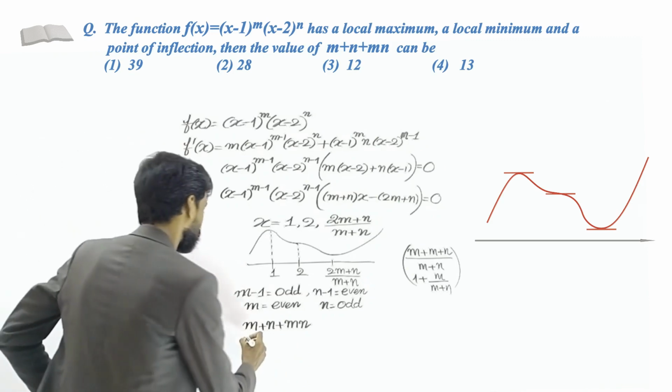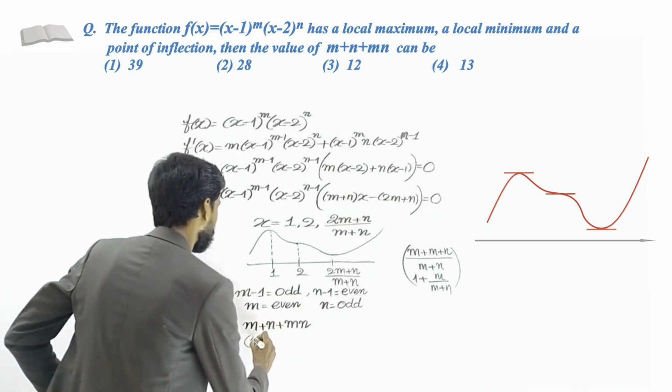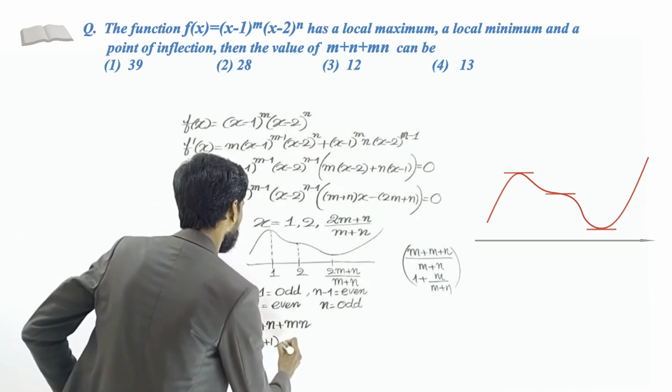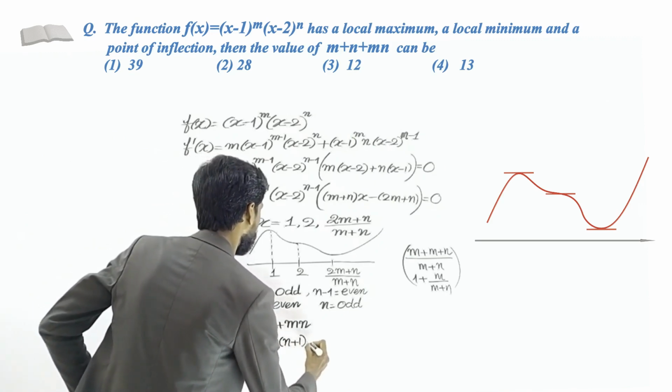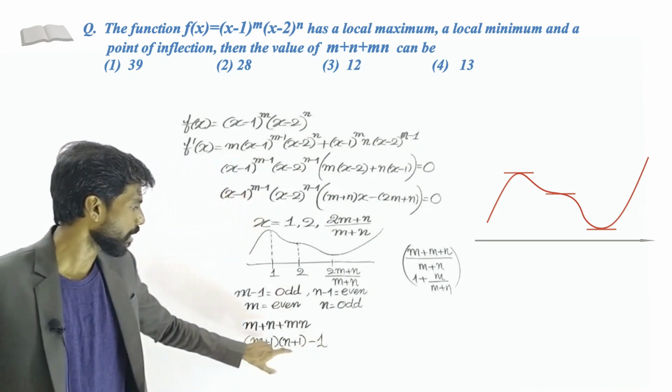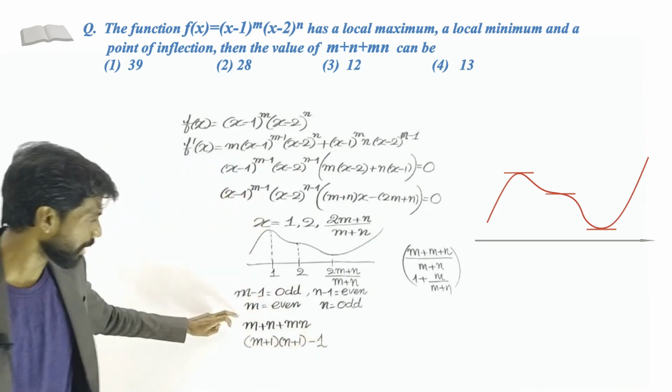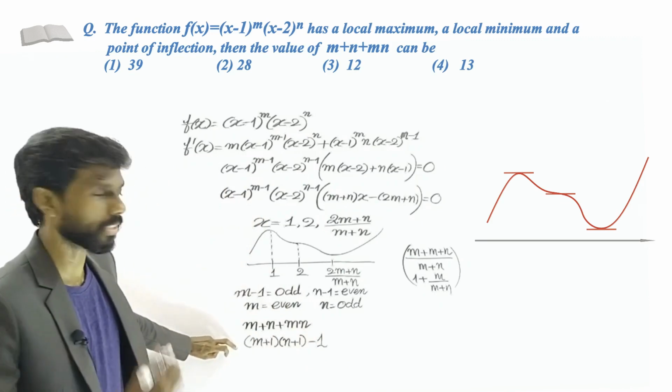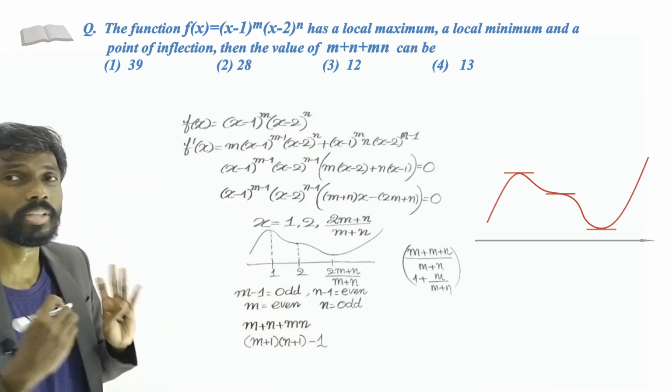Let us simplify this. It can be factorized actually. You can write it as m plus 1 multiplied by n plus 1, minus 1. Do you understand? This product gives mn plus m plus n plus 1, minus 1. So this is written like this for convenience. Now can this value be equal to, say, 39?